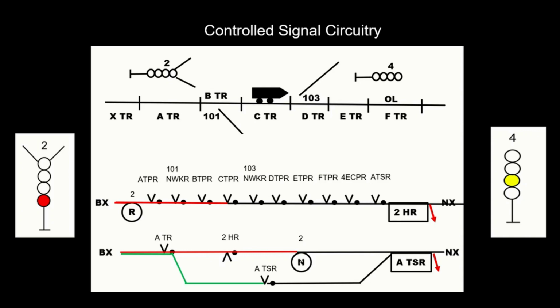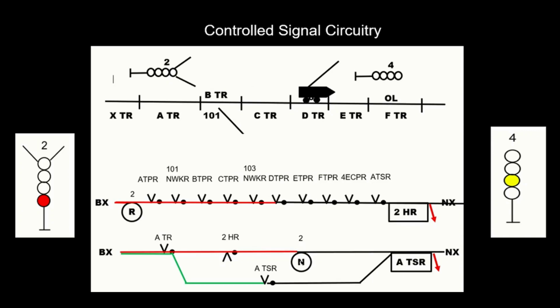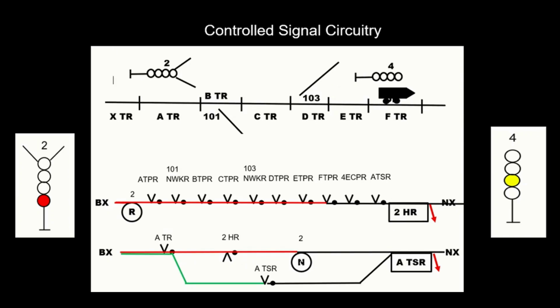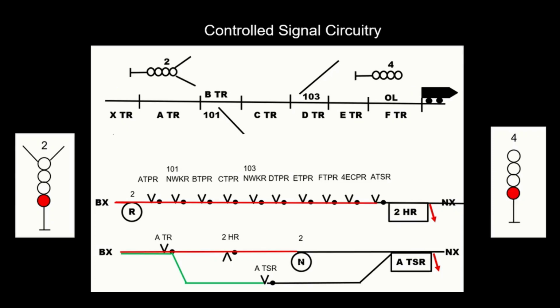Here we can see the train passing through the section, but if the lever has been left reversed, TSR is still de-energised. This prevents the HR becoming energised, therefore 2 signal remains at red when the train clears the section.